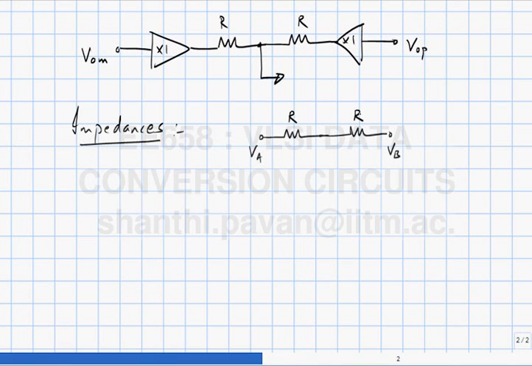If this goes up by V and this goes down by V, what is the current flowing? V by R. And what is the voltage applied? Differential voltage applied is 2V. So differential mode input impedance is 2R. What about the common mode impedance? When both move up by the same amount, how much current flows in?